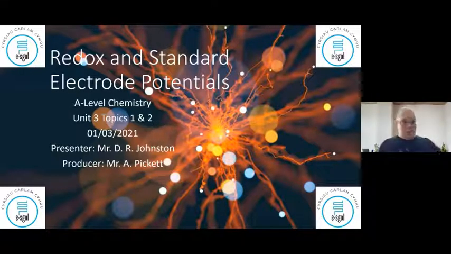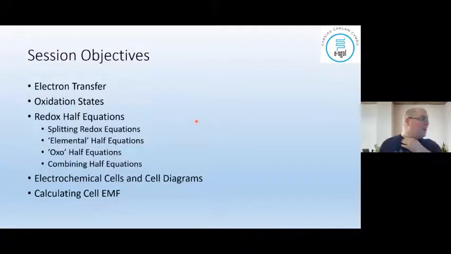We're going to start by having a quick look at what the content is today. So our session objectives today, we're going to look very briefly at electron transfer and oxidation states, which are the AS content for this particular topic. And then we're going to move swiftly into the A2 content on redox half equations, which involves splitting redox equations into multiple half equations. Elemental half equations, I've called it that because they just involve one particular element.